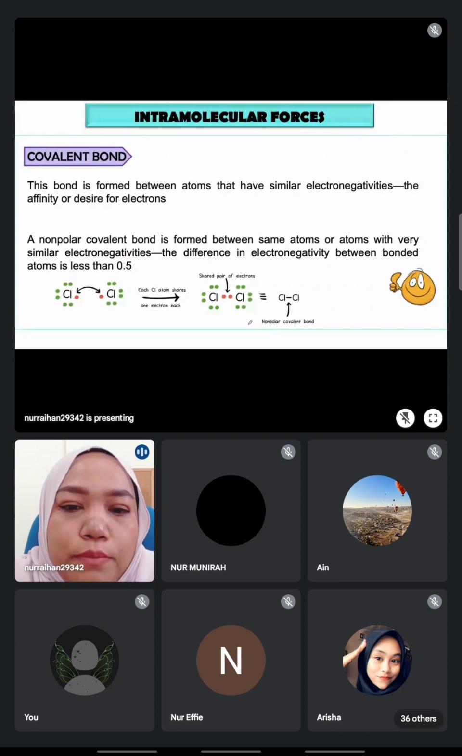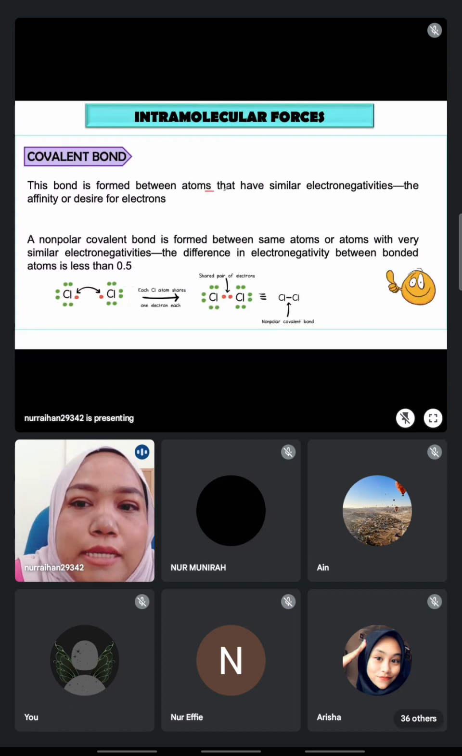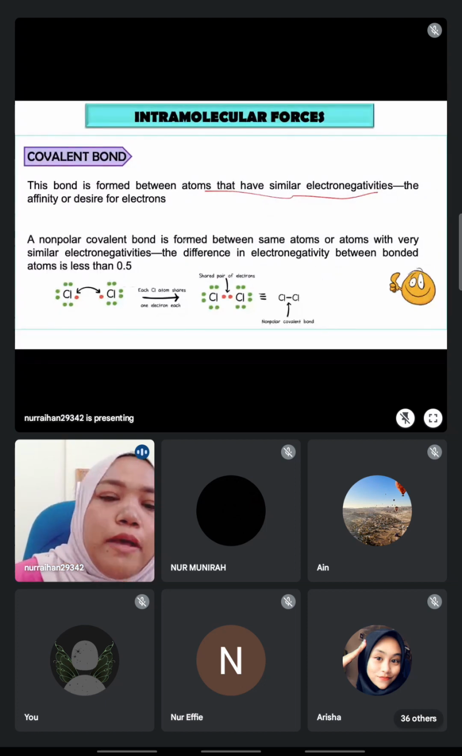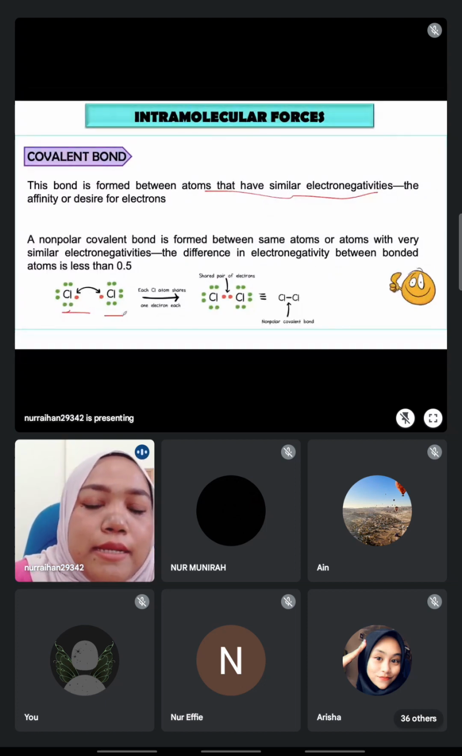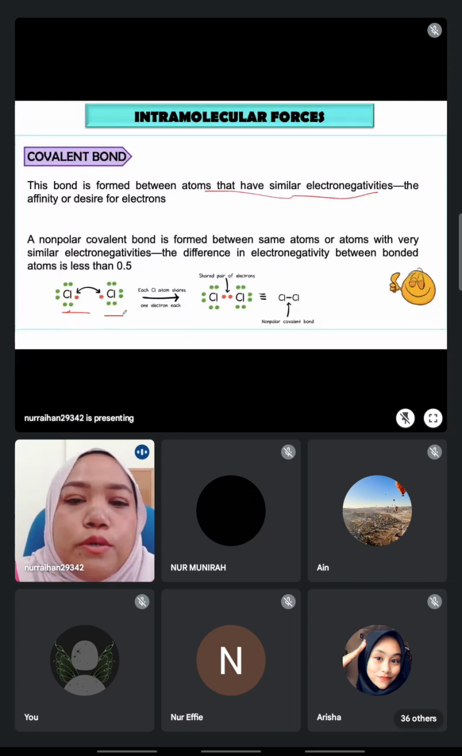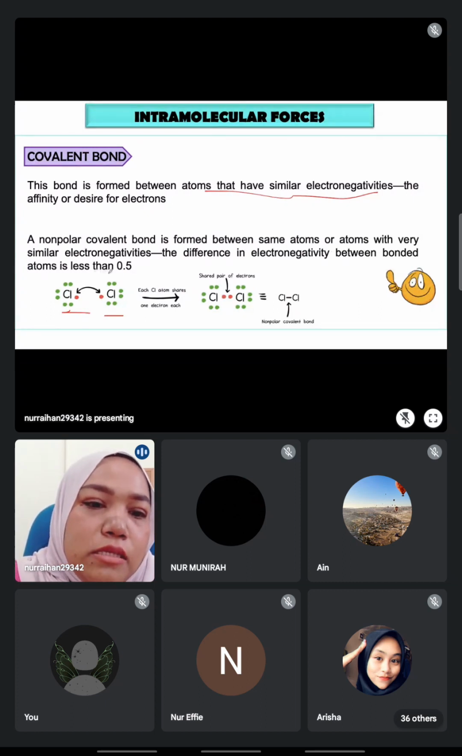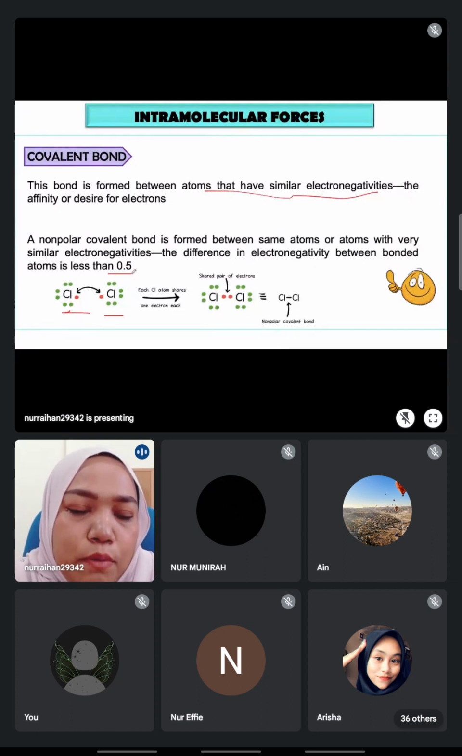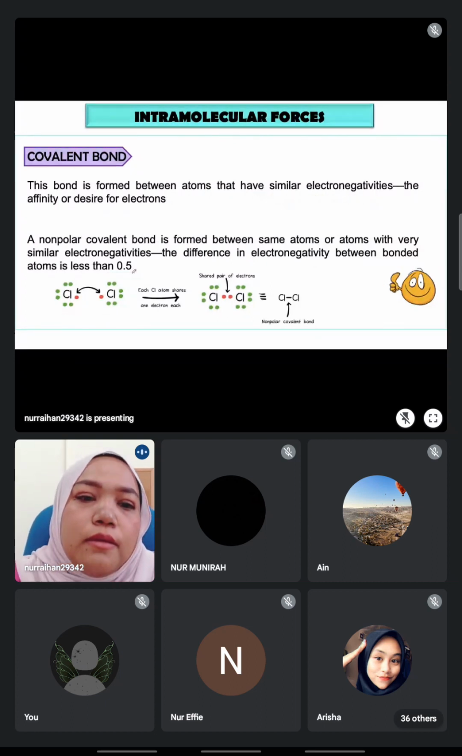Okay, so the covalent bond is between atoms having a similar electronegativity. In covalent bond, it can be non-polar covalent and polar covalent bonding. For example, what is meant by non-polar? Let's say you have similar atoms like this, chlorine and chlorine. The difference between the electronegativity is less than 0.5. So this one is considered as the non-polar covalent bonding.